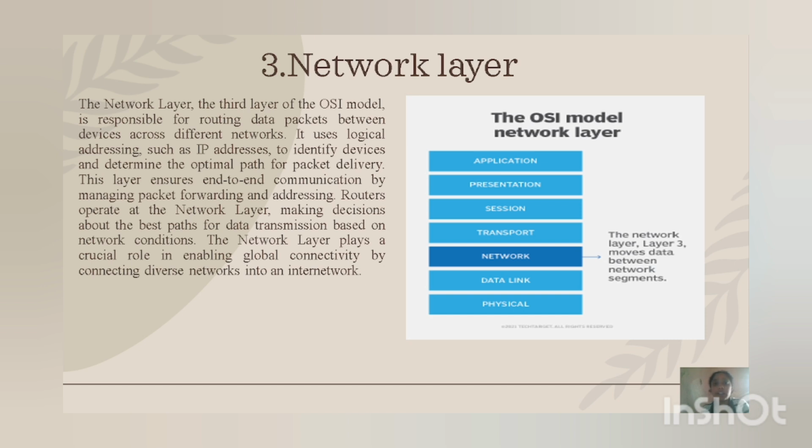It's not only about Wi-Fi, but the other communication channels as well. The network layer uses logical addressing such as IP addresses to identify devices and determine the optimal path for packet delivery. This layer ensures end-to-end communication by managing packet forwarding and addressing. Routers operate at the network layer, making decisions about the best path for data transmission based on network conditions. The network layer plays a crucial role in enabling global connectivity by connecting diverse networks into an internetwork.